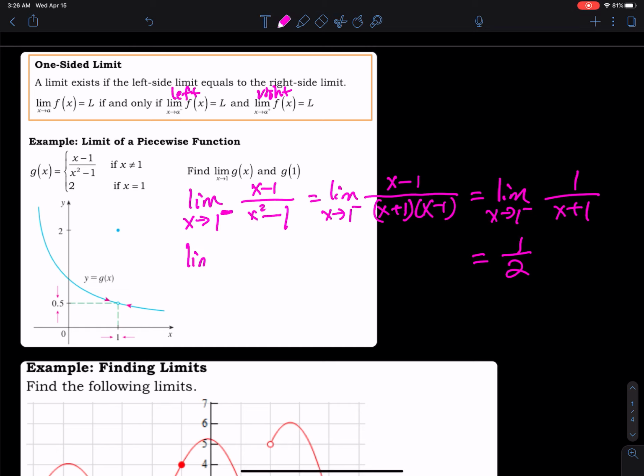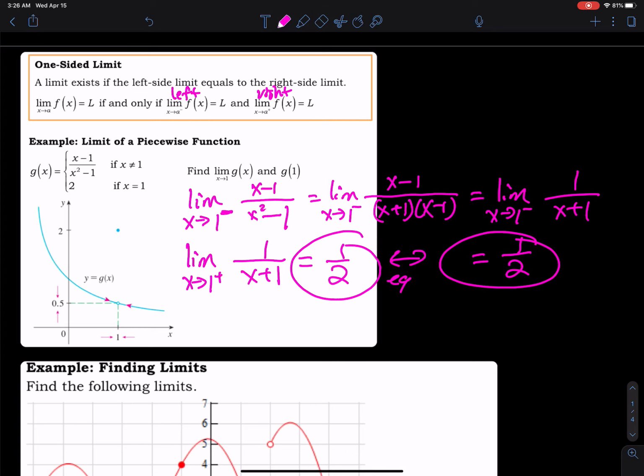The right limit as x approaches 1 from the right, same thing, right? I will just write the simplified form. 1 divided by x plus 1, we plug in 1, we have 1/2. So the left limit and the right limit are both equal. Therefore, we can say that the limit as x approaches 1 from either side of the function is equal to a half.